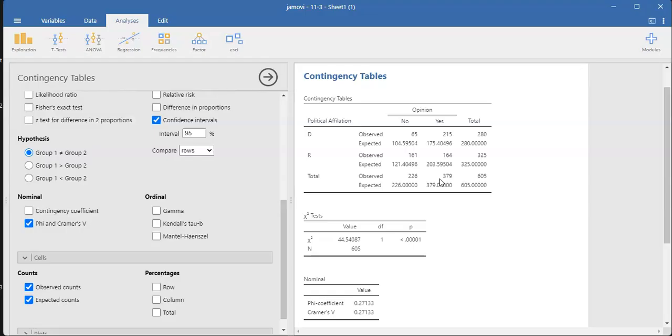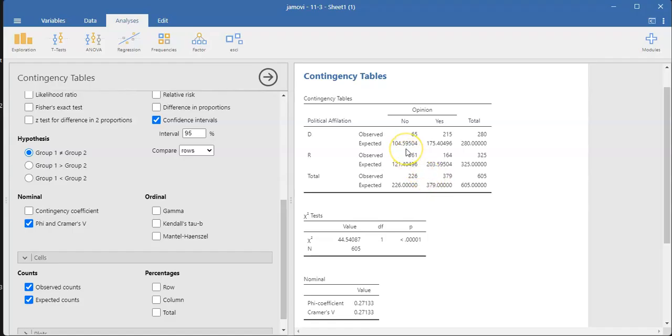Okay. Now, if I look at my chi-square, I can see that the p is very low, which tells us the data are different than the null, which means that there's a real association, or probably anyway, a real association between political affiliation and their opinion on health care. And then I'm going to look at my data to interpret that.